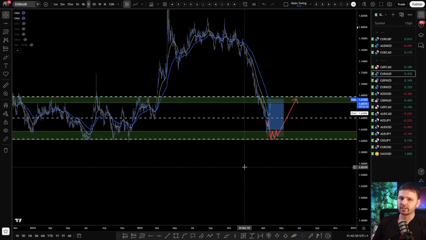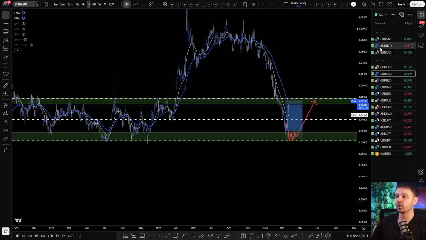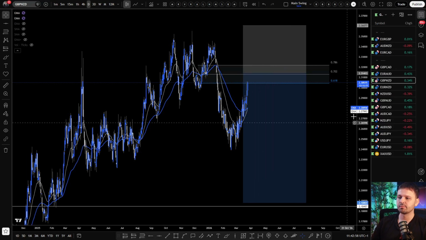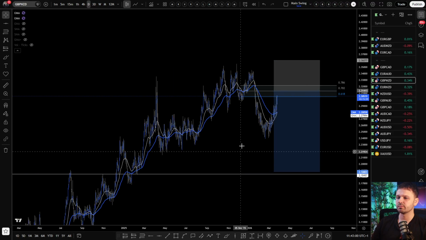And I know a lot of people in the Discord and a lot of students of mine did actually take this trade, so I'm very happy for them. The only trade I'm in right now is AUD/NZD long and GBP, Bitcoin and Ethereum short.